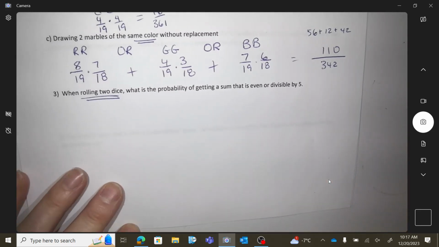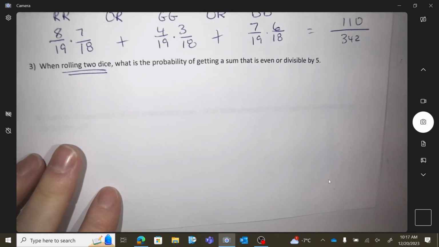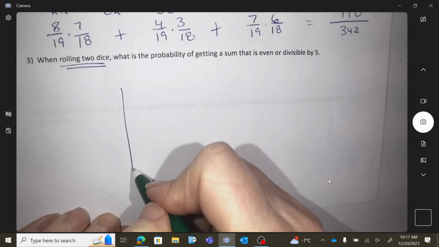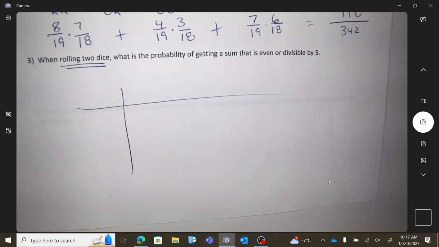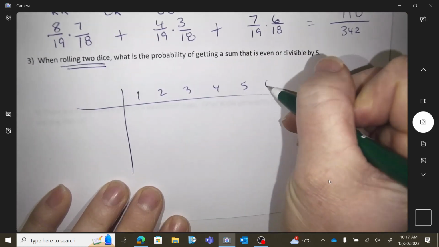Okay, rolling 2 dice. There is a very specific strategy I showed you with this. What is that strategy? Anybody remember? I see people saying do that. Rolling 2 dice and trying to think about the sums.